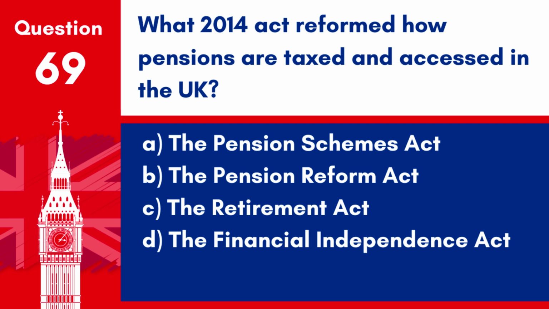Question 69. What 2014 Act reformed how pensions are taxed and accessed in the UK? A. The Pension Schemes Act. B. The Pension Reform Act. C. The Retirement Act. D. The Financial Independence Act. Answer: A. The Pension Schemes Act. The Pension Schemes Act of 2014 reformed how pensions are taxed and accessed in the UK, introducing more flexibility in how individuals can access their pension savings.